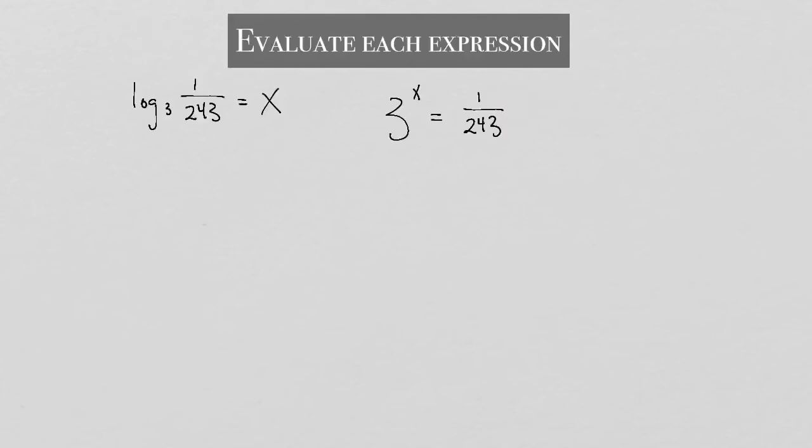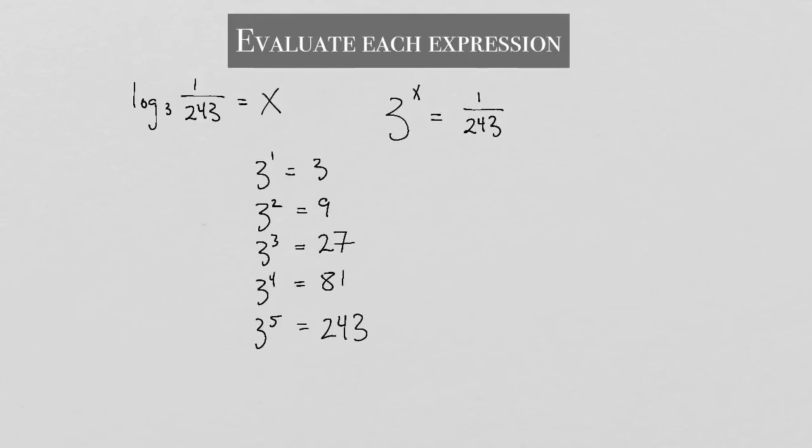So before we evaluate that, let's just go ahead and say, 3 to the first power, 3 squared, 3 cubed, 3 to the fourth, 3 to the fifth. Okay, we know this is 3. This is 9. This is 27. Okay, 3 to the fourth is 81. And 3 to the fifth is 243. So it looks like we have a winner here, 3 to the fifth.